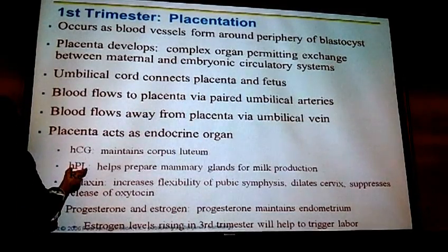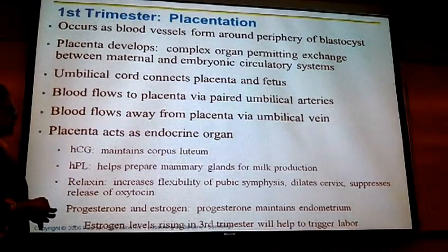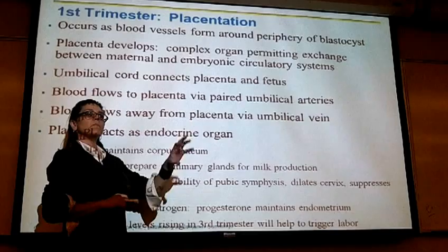We've got a prolactin-like hormone that's secreted from the placenta, and this gets the breast tissue ready for milk production.